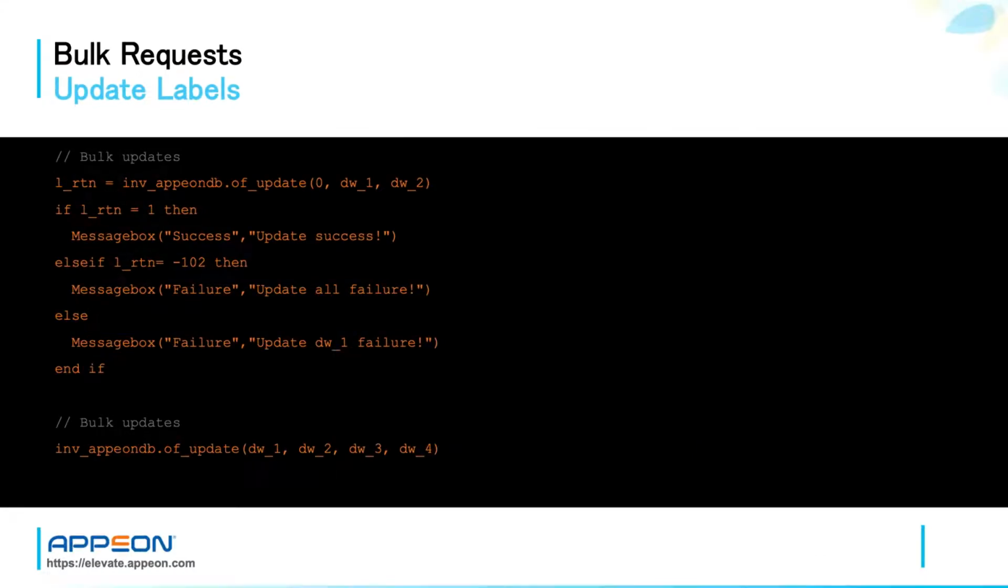The Appeon update label, OF update in this case, is instead used to reduce the number of interactions with the server caused by interrelated updates. Interrelated updates usually occur when the update results of one DataWindow determine whether another DataWindow should be updated. So here you have an update for DataWindow 1 and DataWindow 2 that can be sent as a whole to the server through this OF update method.